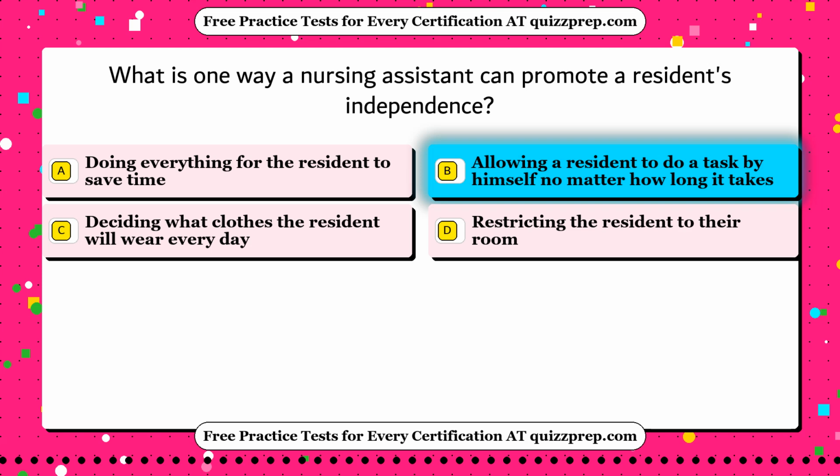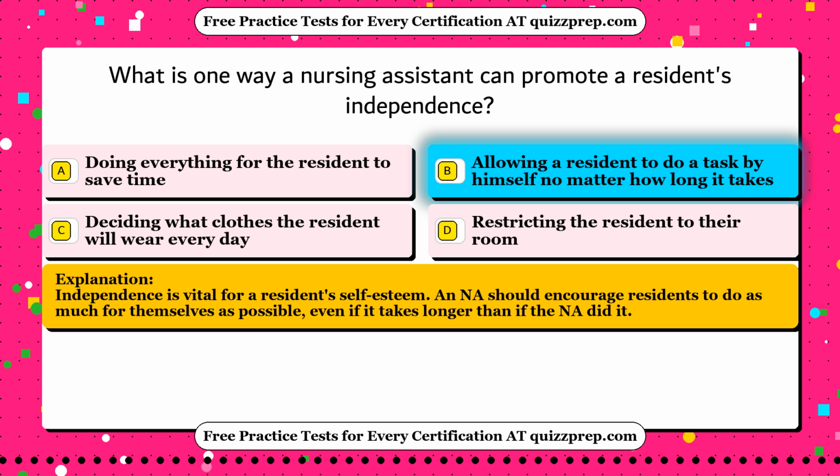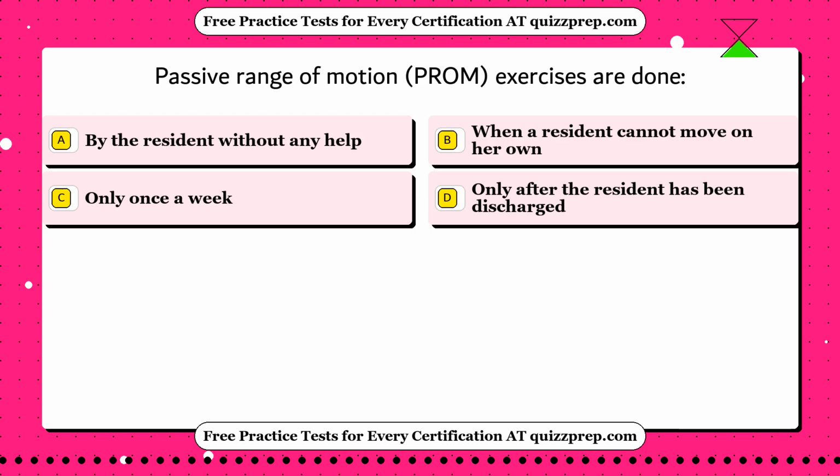The correct answer is option B, allowing a resident to do a task by himself no matter how long it takes. Independence is vital for a resident's self-esteem, and NNAAP should encourage residents to do as much for themselves as possible, even if it takes longer than if the NNAAP did it. Question 32. Passive range of motion, PROM, exercises are done.